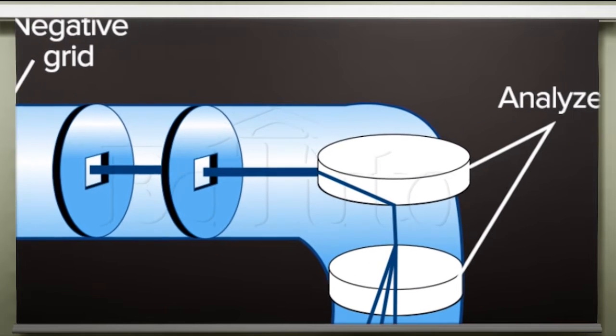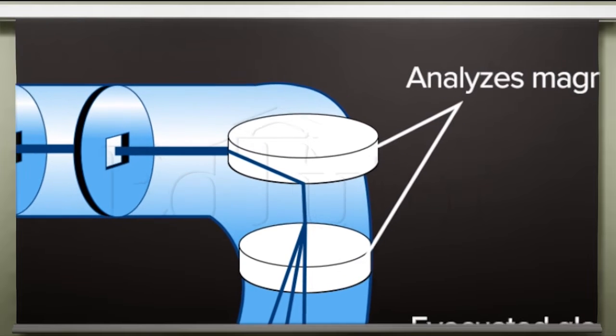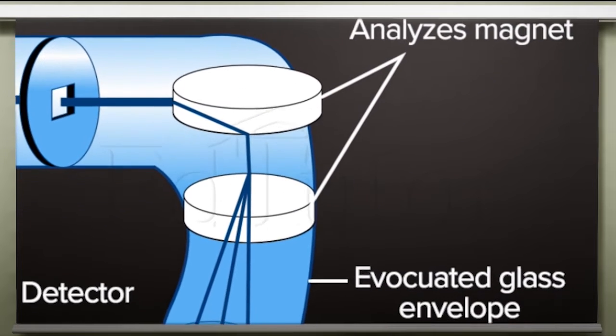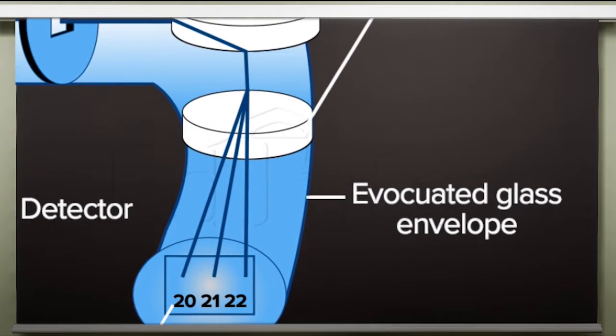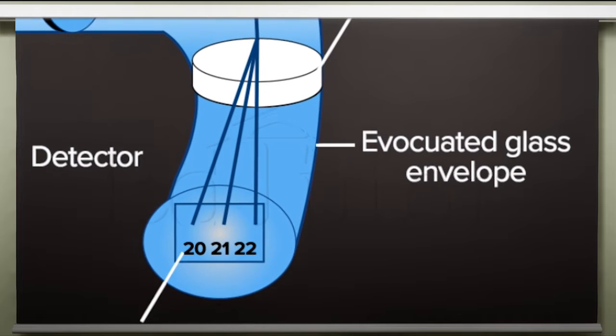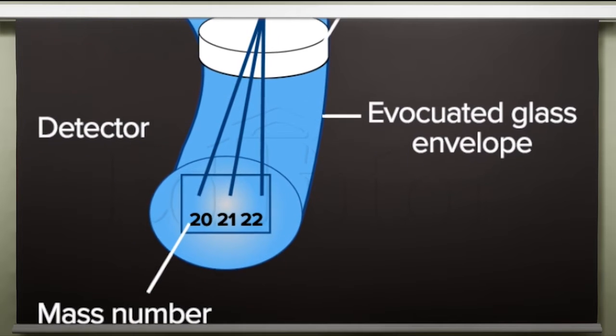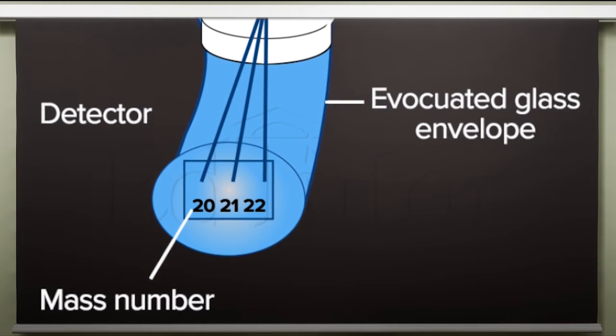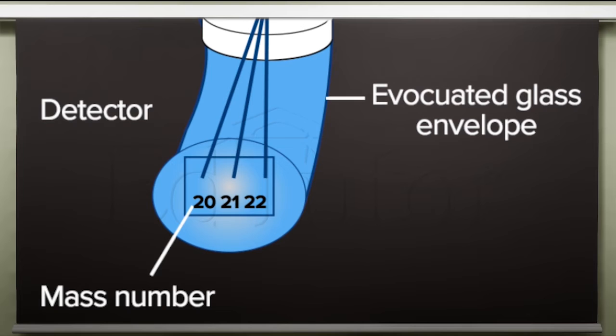This bombardment causes these gaseous atoms of elements which are used as a sample to break down into charged particles. As their valence electrons get knocked off to form cations, these ions are separated according to their mass to charge ratio, m/e.